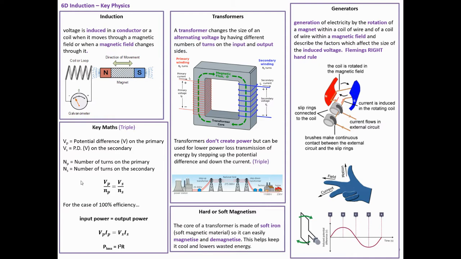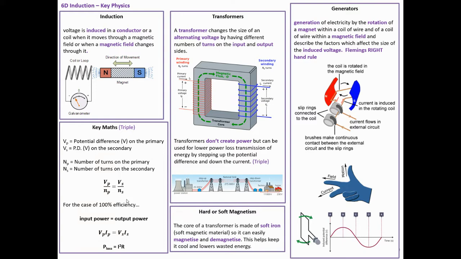And you can see here the other key part of the maths is potential difference on the primary, potential difference on the secondary, and the number of turns on the primary and the number of turns on the secondary. So I find the ratio: you can either do primary to secondary with potential differences, or primary on one side, secondary on the other, like this one is. So the voltage on the primary divided by the number of turns will give you the voltage on the secondary divided by the number of turns on the secondary.